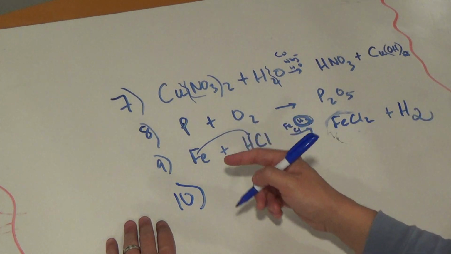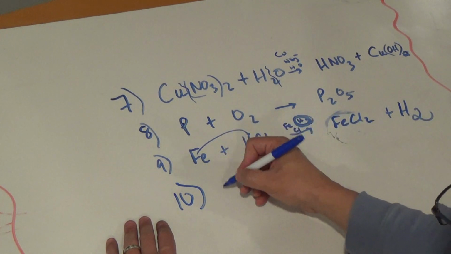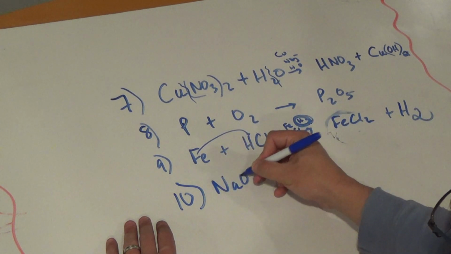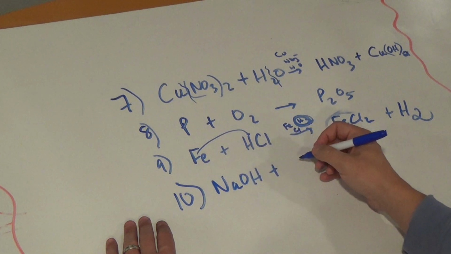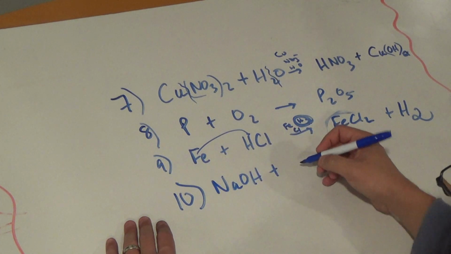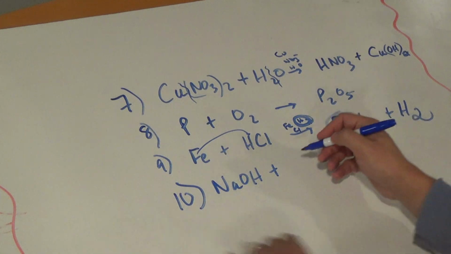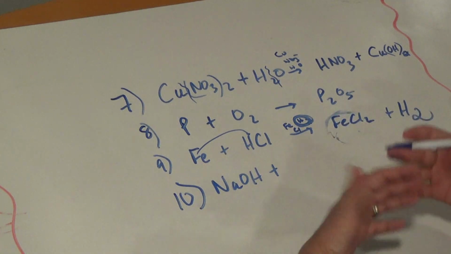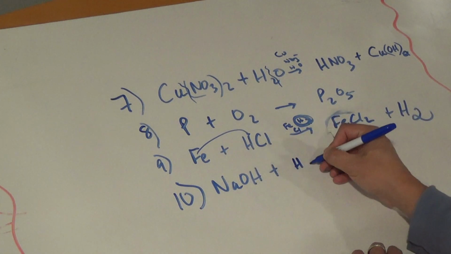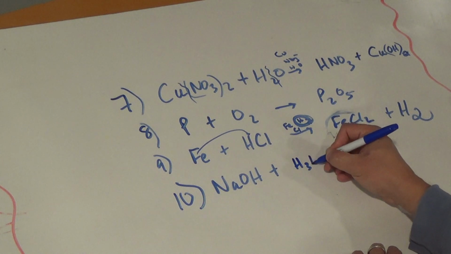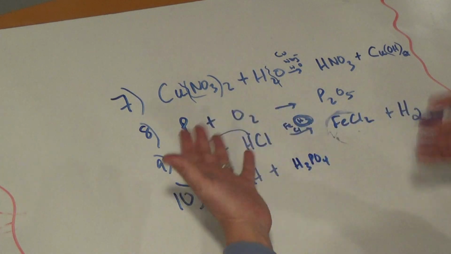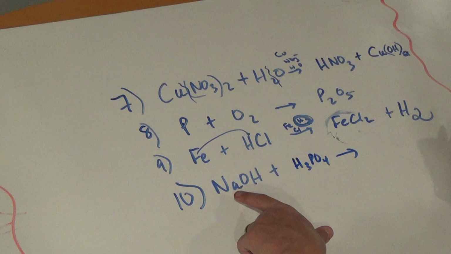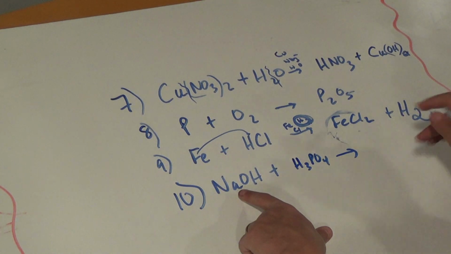So this is double replacement, but acid-base neutralization, which we'll learn. Sodium hydroxide plus phosphoric acid. Is that what I'm on? Yep. Okay. Phosphoric. So you have to use the phosphate ion, H3PO4. Phosphate ion because it's an -ic ending. Yields. This is double replacement, also acid-base neutralization.